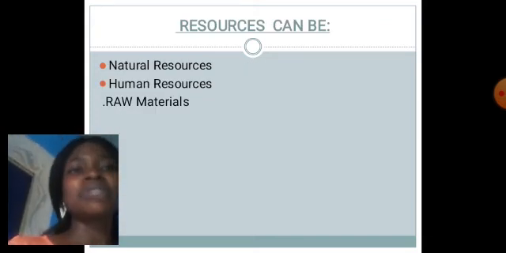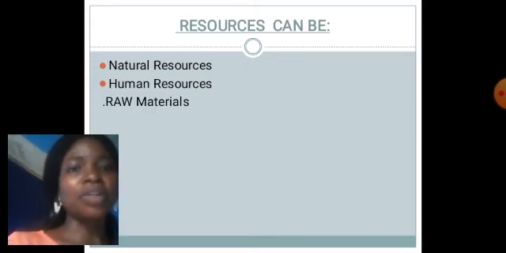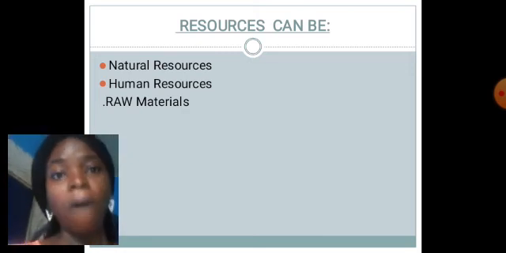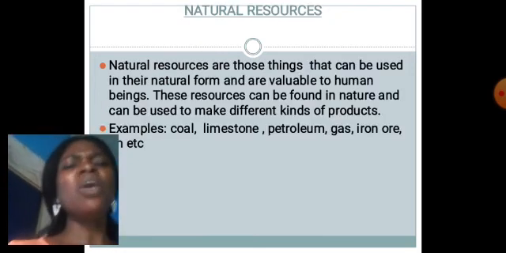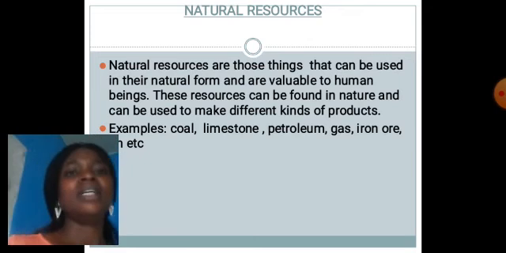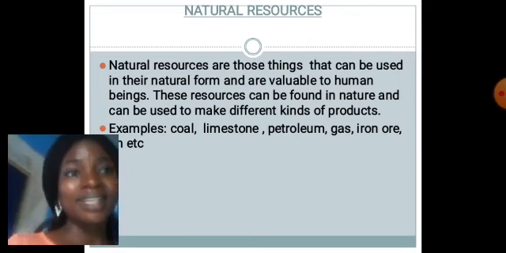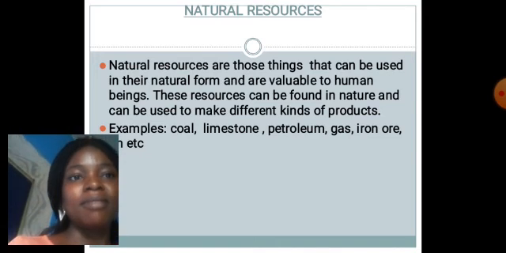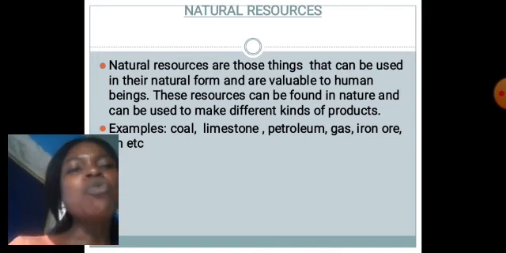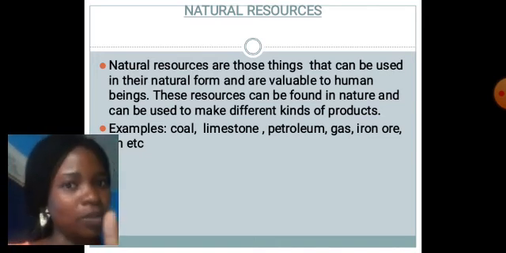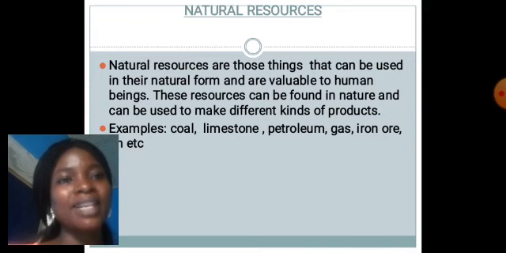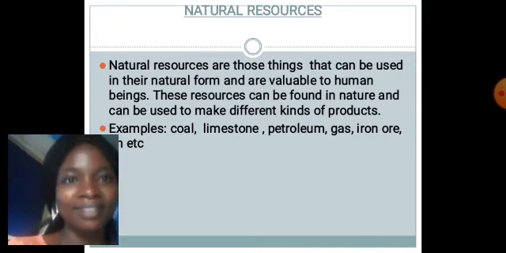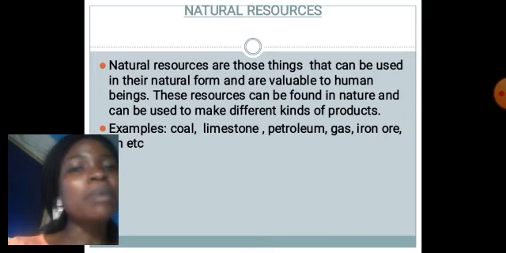Now today we are looking at resources in the following ways: natural resources, human resources, then we also look at raw materials. What do we mean by natural resources? Natural resources are those things that can be used in their natural form and are valuable to human beings. Take note, they must be those things that can be used in the way they are and they are valuable to human beings.